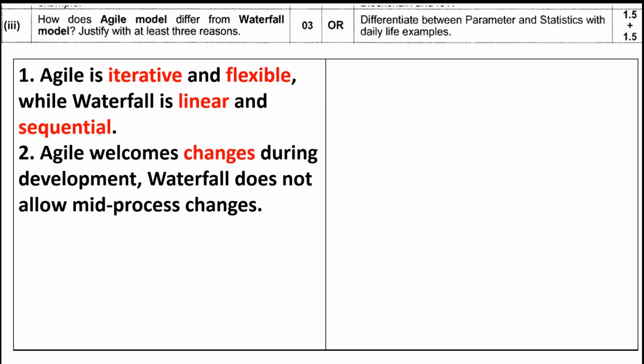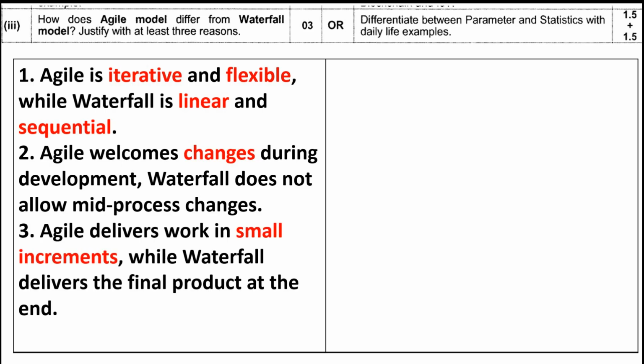Number two, agile welcomes changes. This is very important because in agile, changes can be welcomed at any stage, while in the waterfall methodology, changes are never accepted during the stages. This is a big difference. According to the situation, you have to apply the methodology. The important point: agile welcomes changes during development, while waterfall doesn't allow mid-process changes.